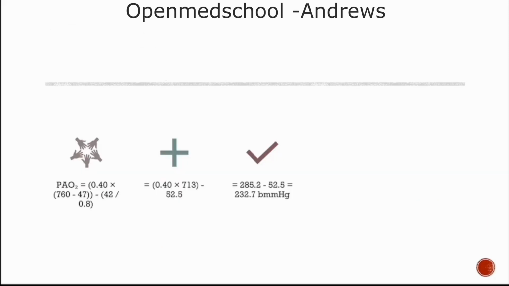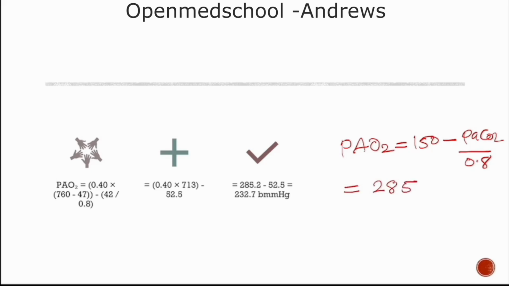And the PAO₂ calculation, simplified, will be PAO₂ is equal to 150 minus PaCO₂ by 0.8. This is approximately 285 minus 52.5, which is equal to 232. You may use a calculator to calculate this.